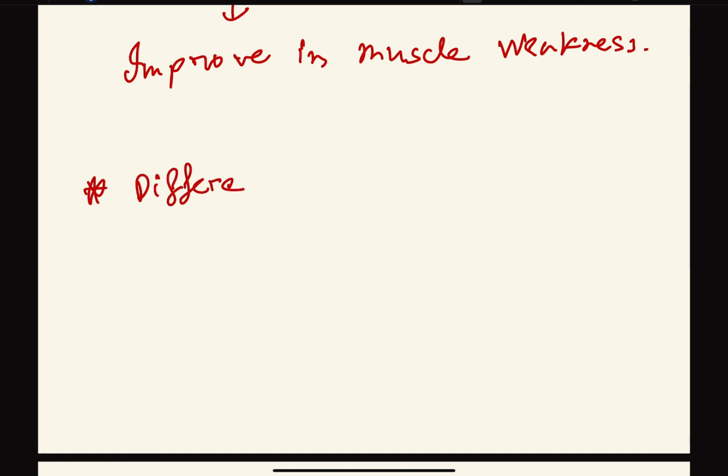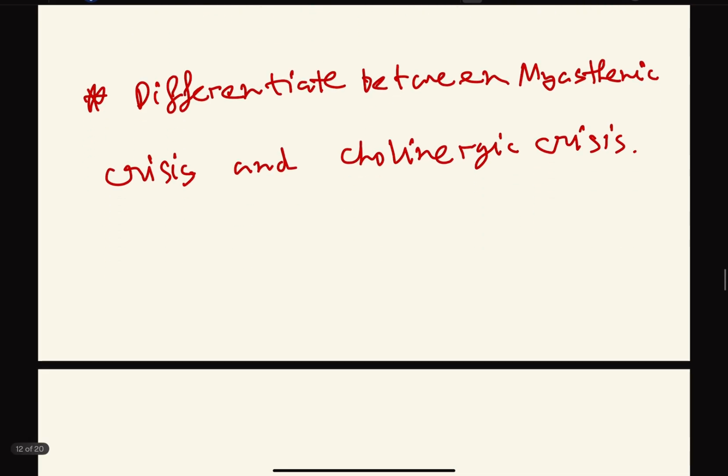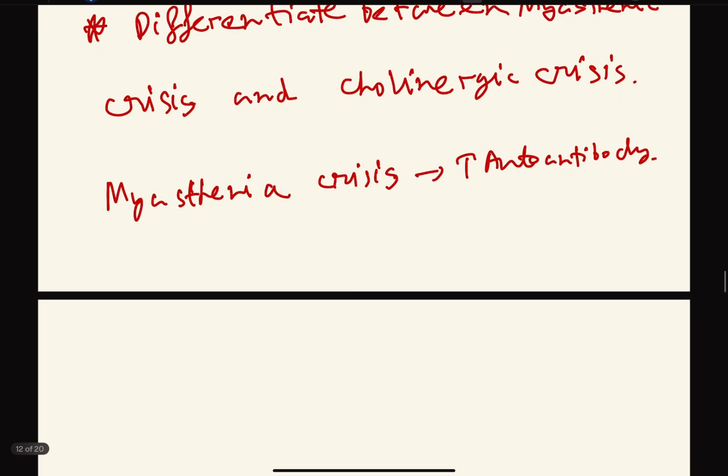Edrophonium is also used to differentiate between myasthenic crisis and cholinergic crisis. So what is myasthenic crisis and what is cholinergic crisis? In myasthenia gravis, there is sometimes an increase in autoantibody production. So in myasthenic crisis, there is an increase in autoantibody production, and there is an increase in muscle weakness.